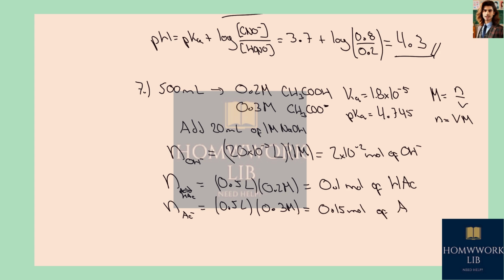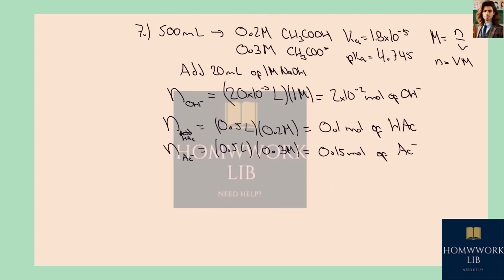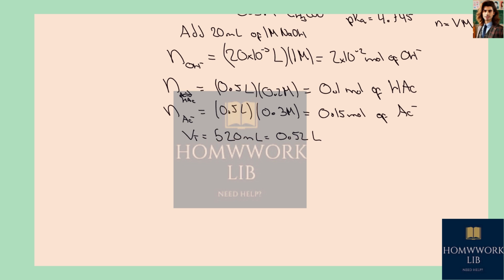We can also get the total volume of my solution, but as you're going to see, this is really not necessary. The total volume will be 520 milliliters, that is 0.52 liters. But I will show you that you don't need to use that at all in this case. So we can proceed with our ICE table. We're adding a strong base, so that is going to react with the acetic acid that I have in solution. This is going to produce acetate plus water.